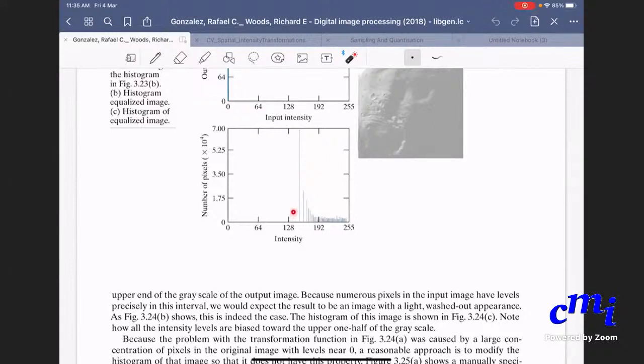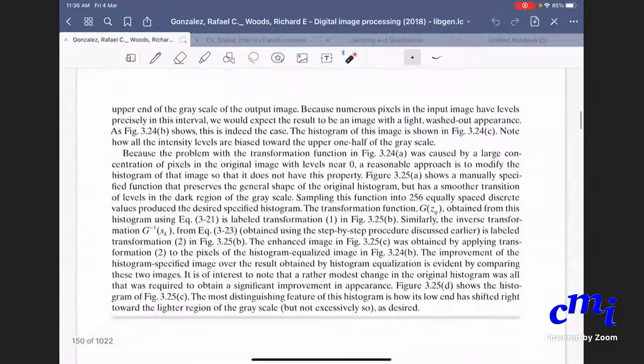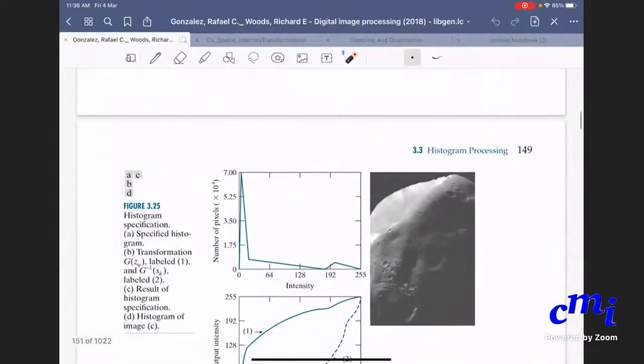Okay, so the thing to do is to keep the same shape, but spread it out over the entire range of intensities. So that is what is being done here. You have that same shape, but with the intensities spread out. So we specify this profile. You can see that the shape is almost the same as before, but only that the intensity levels are spread out. So we specify this histogram, or this shape, and do histogram matching.